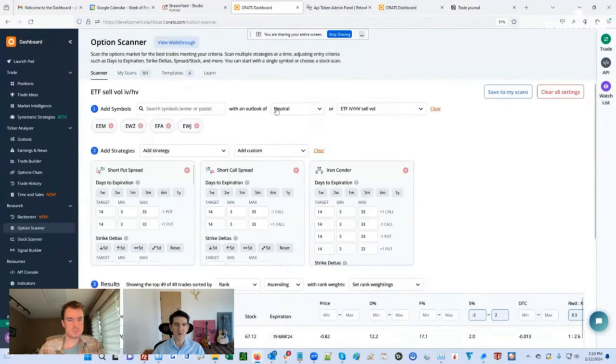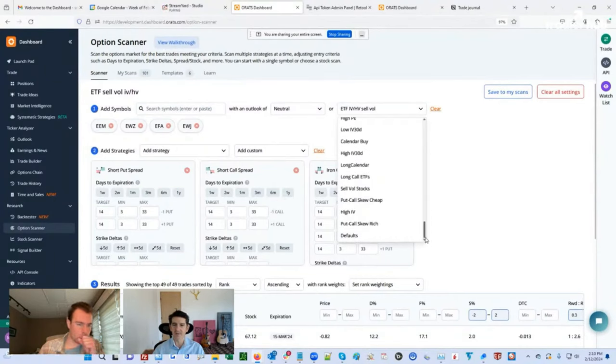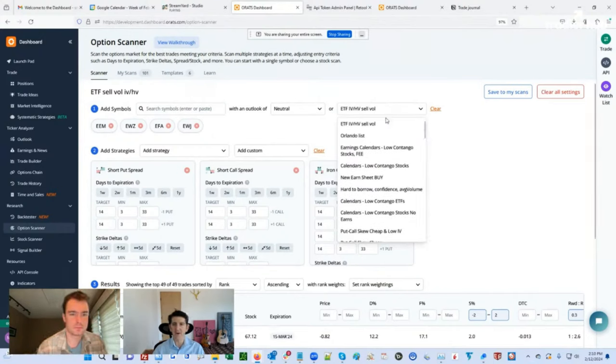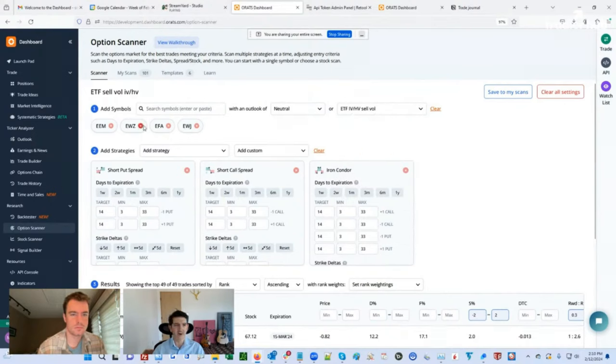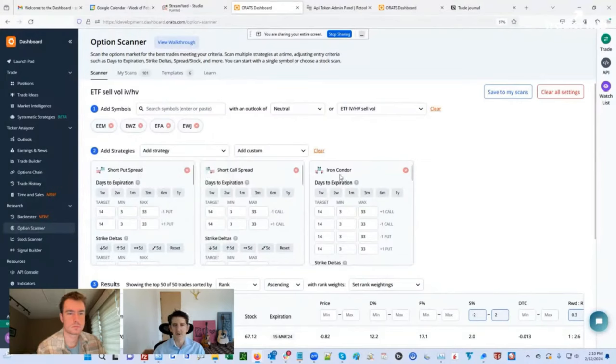Number one, if you add symbols, these are all the lists of all of our various templates, or I'm sorry, this is for the stock scanner that we set up. So here's that ETF IV divided by HV scan that I set up. That went and got our ETFs. And now I'm going to say, here are the strategies that I like: short put spread, short call spread. And then a condor is a combination of a short call spread with a short put spread.